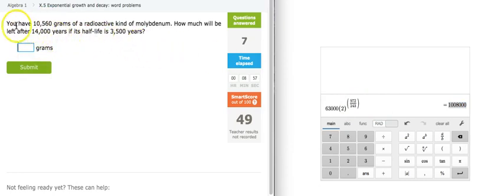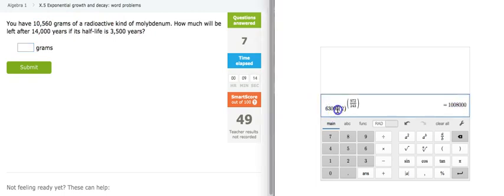Let's do one more. Here we go. You have this many grams of a radioactive kind of molybdenum. I feel like they're just making this stuff up. I could Google that, but I don't want to. How much will there be after 14,000 years if the half-life is that many years? Ooh, glad I have that here. Can I just select all this?